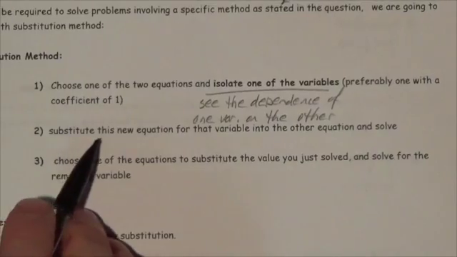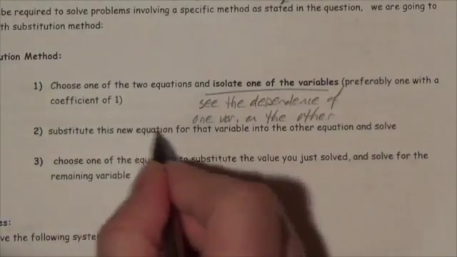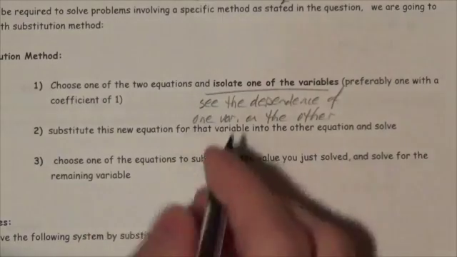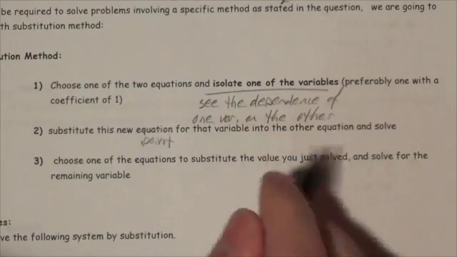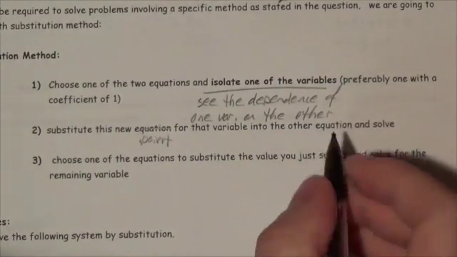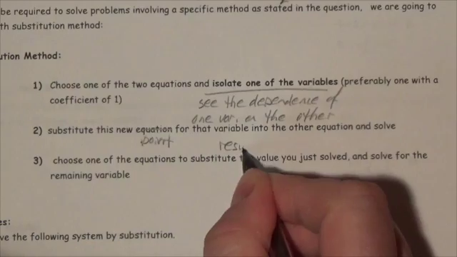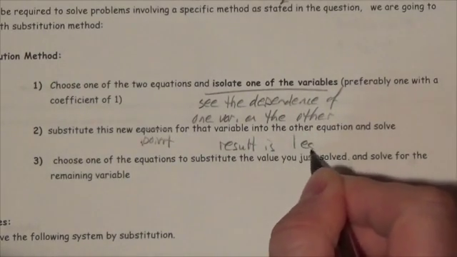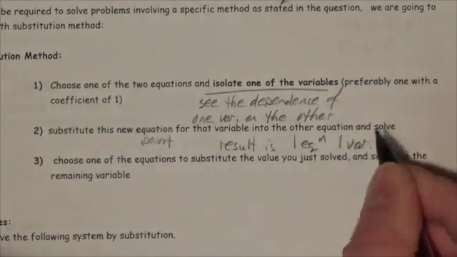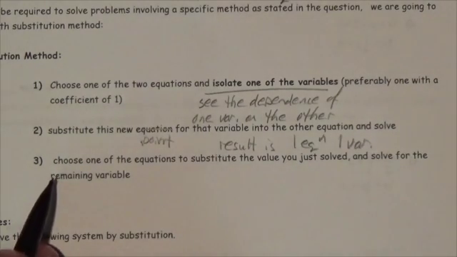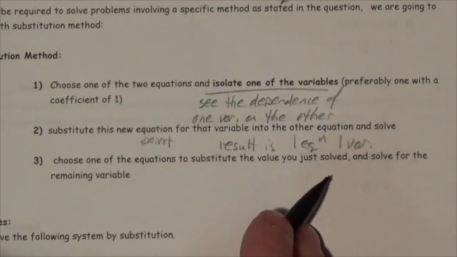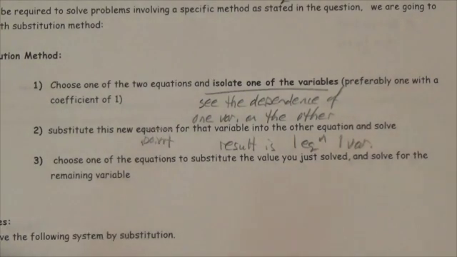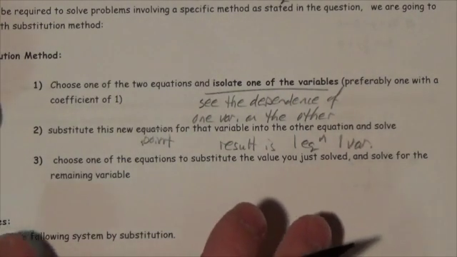We're going to substitute that new equation, or that point, if you don't want to think of it as the equation, for that variable into the other equation, and then we're going to solve, because the result is one equation, one variable, and that can be solved quite easily. Then we choose one of the equations to substitute into and solve for the variable we're missing. That will make more sense once we go through the examples, but that is the main idea.